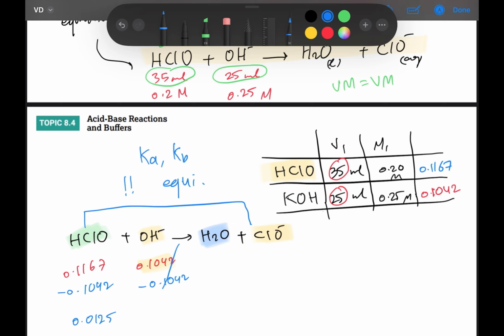Since we are subtracting from the reactants, we have a conjugate thing on the other side. We neglect water, we don't care about it, but since we have a conjugate pair, I have to say plus 0.1042. This is the extra step here: as long as you have a conjugate pair in the product, you have to add what you subtracted.